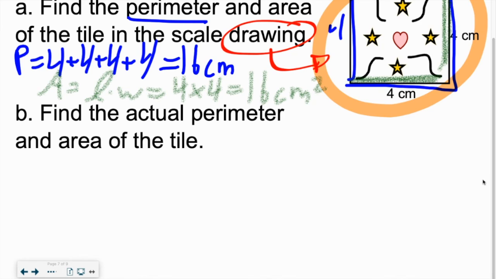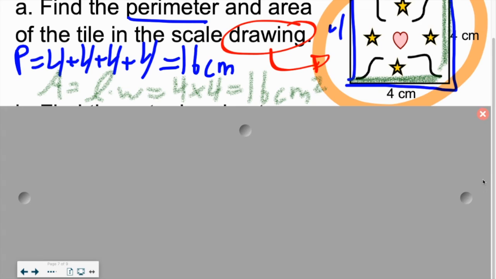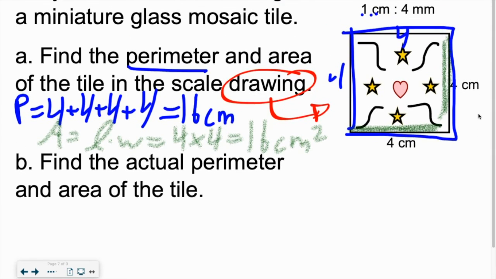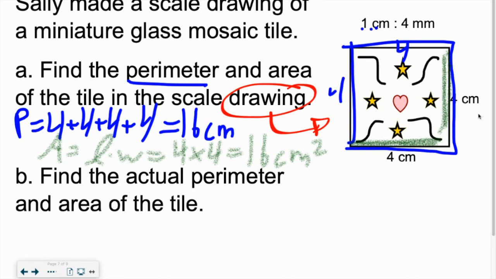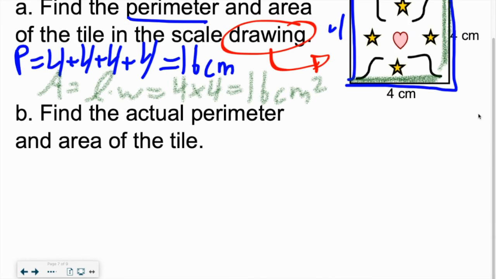Now it says find the actual perimeter and area of the tile. In order to do that, we're going to need to figure out how big this is in real life. We need the scale. Everybody say scale. When we say scale, everybody say scale. There's the scale. So if you want to make the note to yourself that this is the scale, we are going to write that down here to start with. Write it down. We've got 1 over 4. If you want to, I would recommend writing that little ratio over here that, the 1 had the label cm and the 4 had the label millimeters.